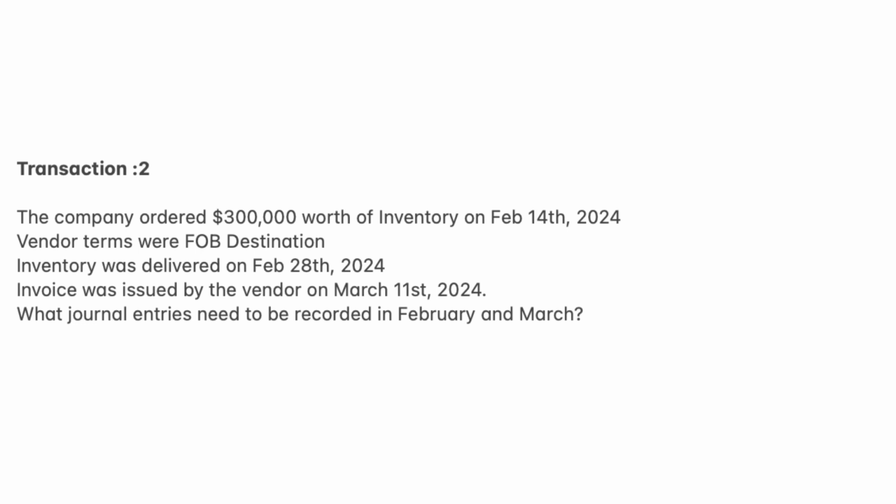Transaction 2. The company ordered $300,000 worth of inventory on February 14, 2024. Vendor terms were FOB destination. Inventory was delivered on February 28, 2024. Invoice was issued by the vendor on March 11, 2024. What journal entries need to be recorded in February and March?